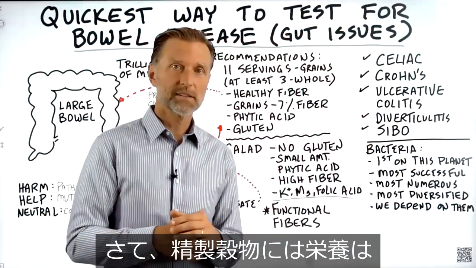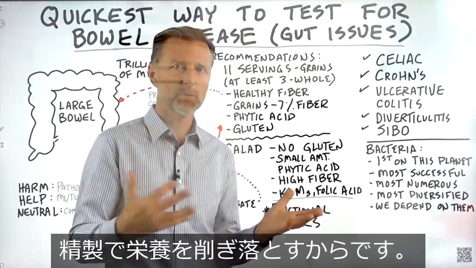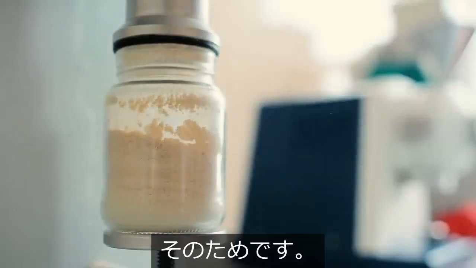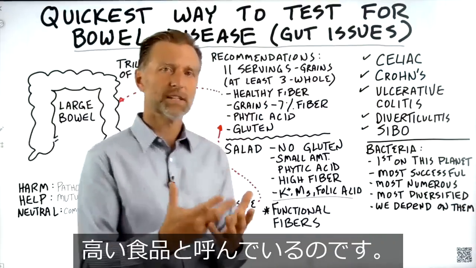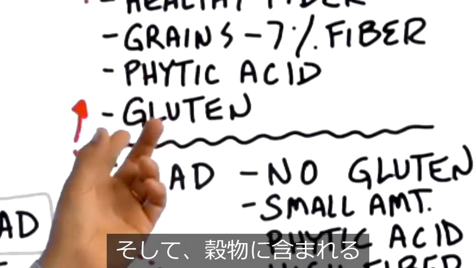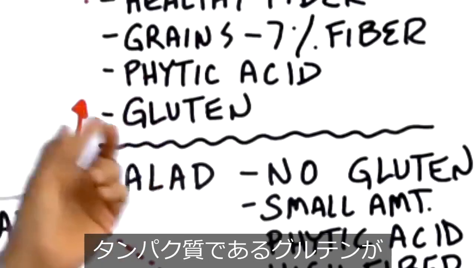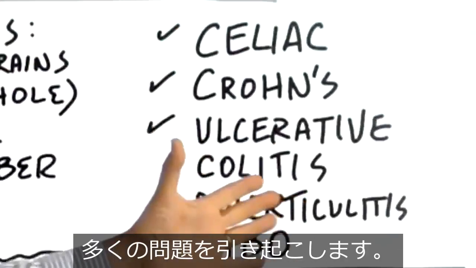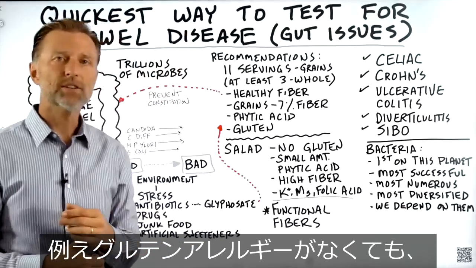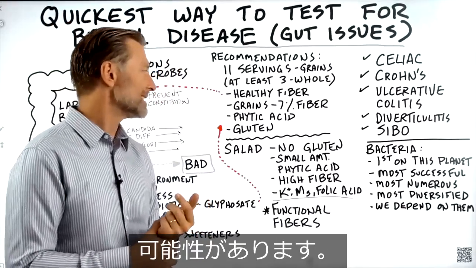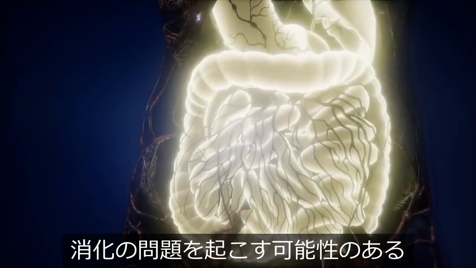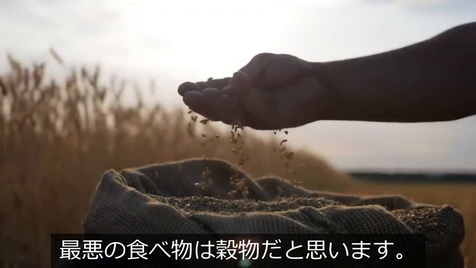But in refined grains, there is hardly any nutrition because they're refining it. That's why they have to fortify or enrich the grains with a couple synthetic vitamins. And then they can call it a nutrient-dense food because you're adding a couple synthetic vitamins. And then we have the protein in grains, which is gluten, which literally tears up the digestive tract and creates so many problems. So even though you may not have a gluten allergy, it could be a gluten sensitivity. So that's a real big factor. So honestly, I think the worst thing you could possibly eat for digestive problems is grains.